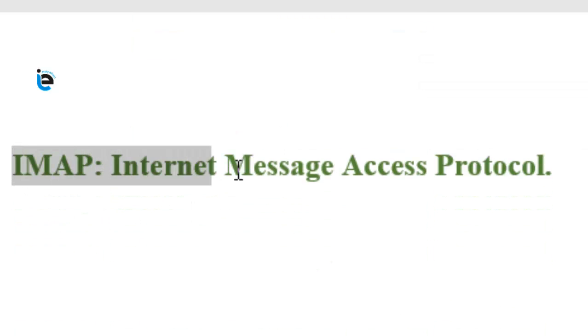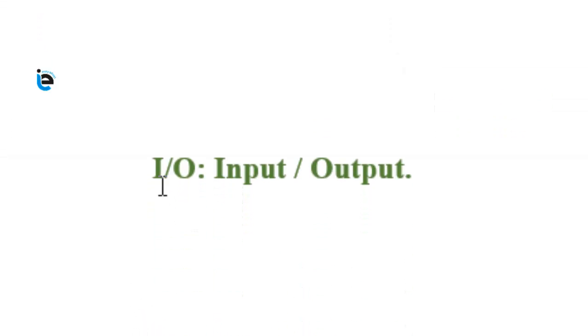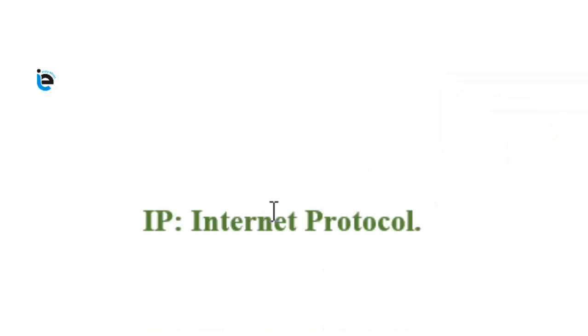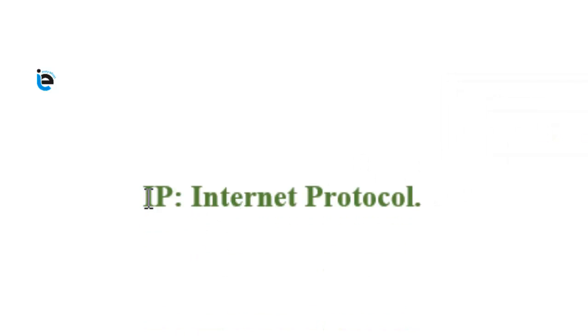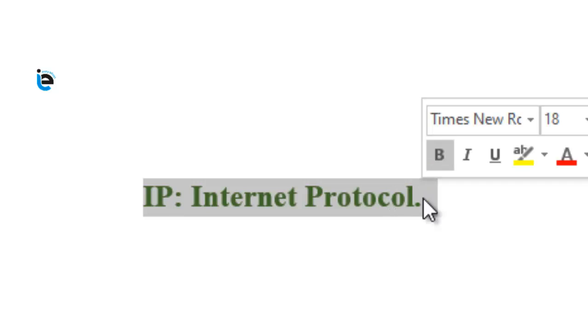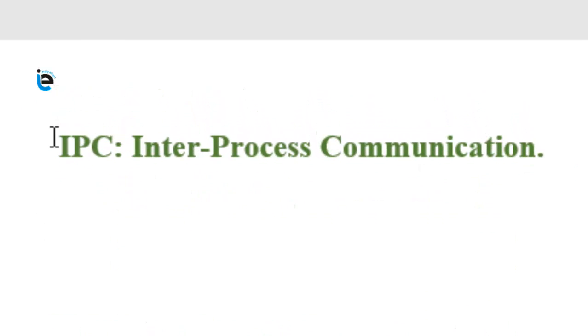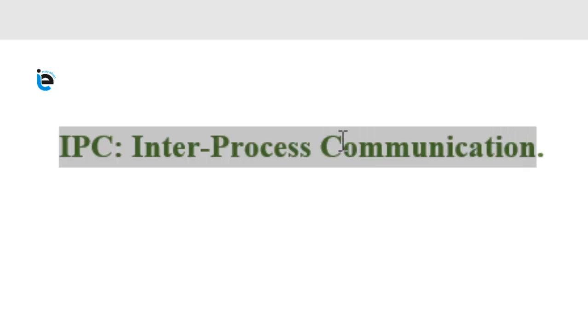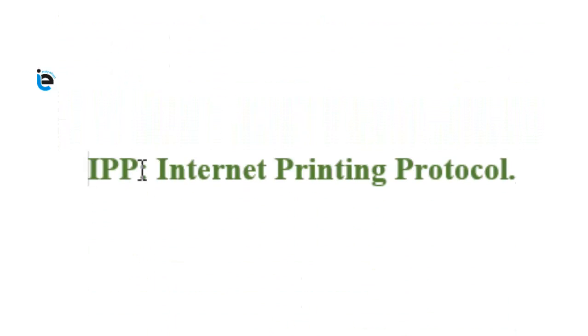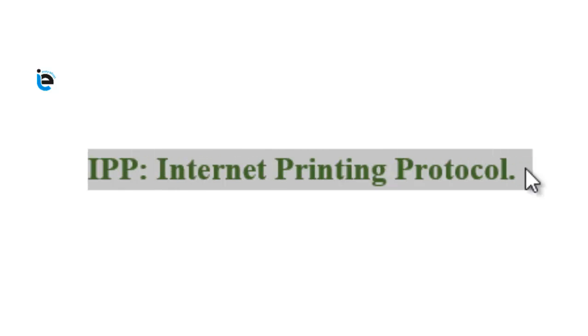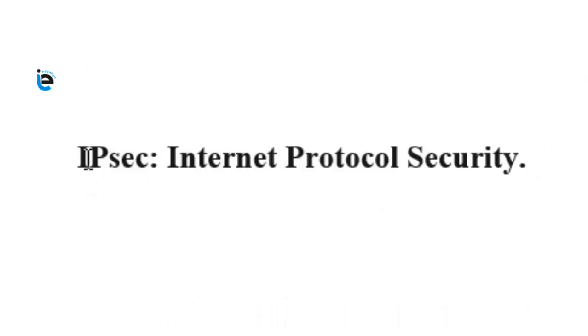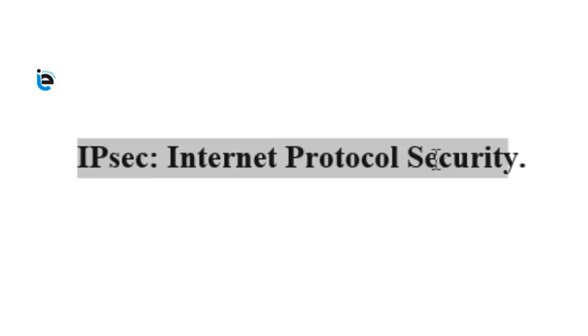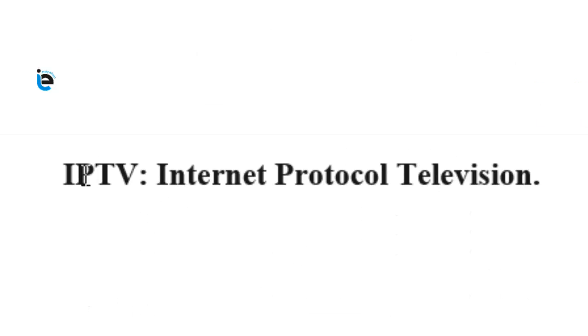IMAP stands for Internet Message Access Protocol. IO, Input Output. IP stands for Internet Protocol. IPC stands for Inter-Process Communication. IPP stands for Internet Printing Protocol. IPsec stands for Internet Protocol Security. IPTV stands for Internet Protocol Television.